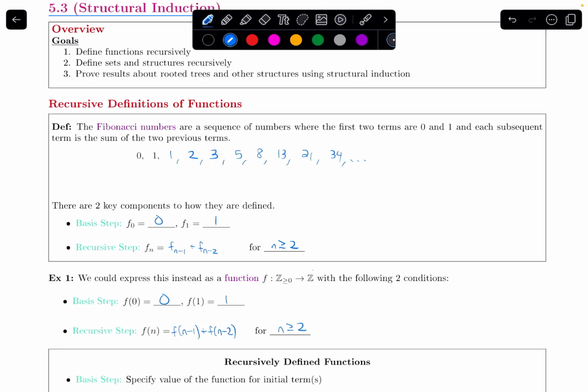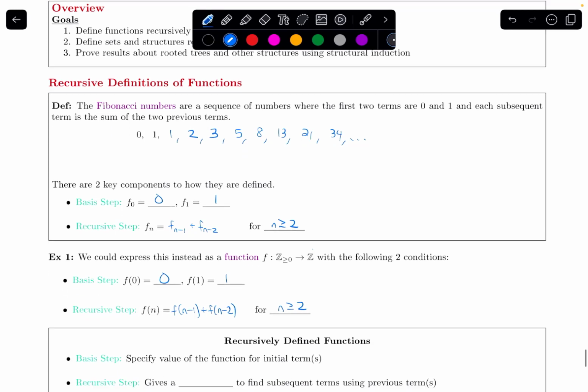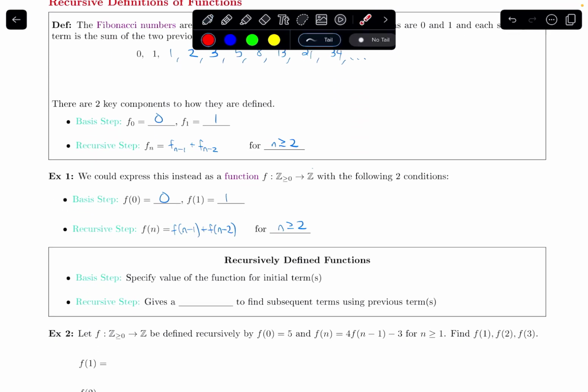Okay, so this gives us the idea for how we can define functions recursively in general. The two key steps are, in the basis step, we will specify values of the function for some initial terms. And then in the recursive step, we give a rule to find subsequent terms using previous terms. Okay, so let's take a look at another example.